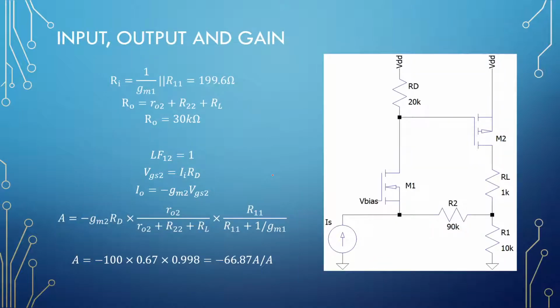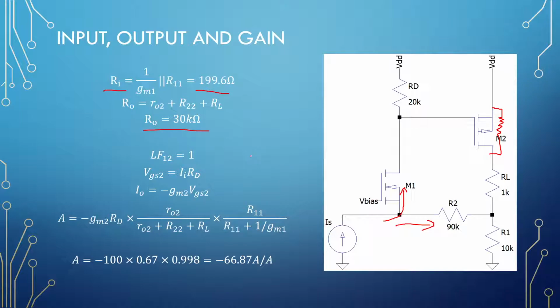So not much has changed for the feedback network. On the input side, we should look at everything in parallel. So the impedance we see looking in here is 1 over gm1, and looking this side is 100 kilo ohms. Taking that in parallel will give you almost 200 ohms.